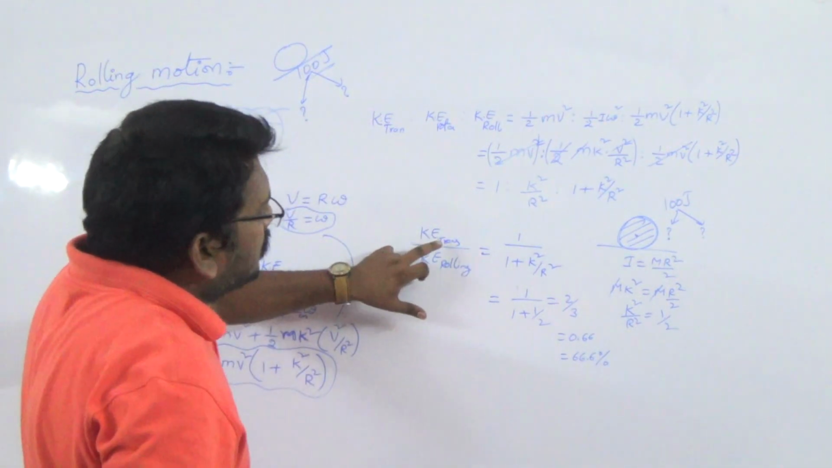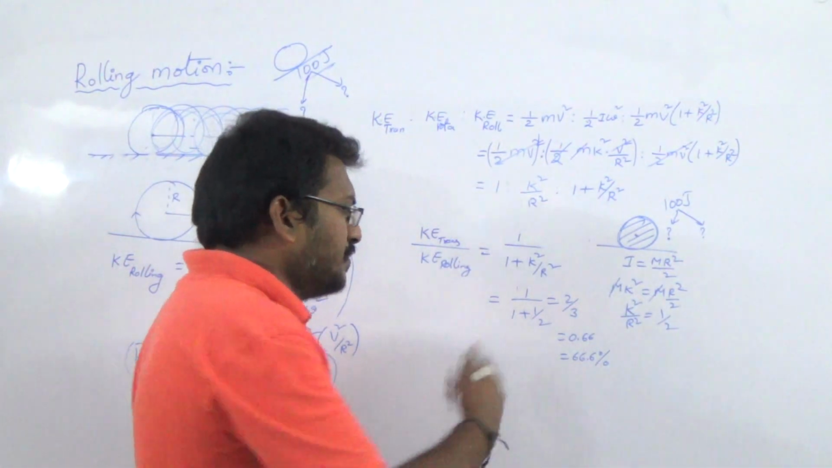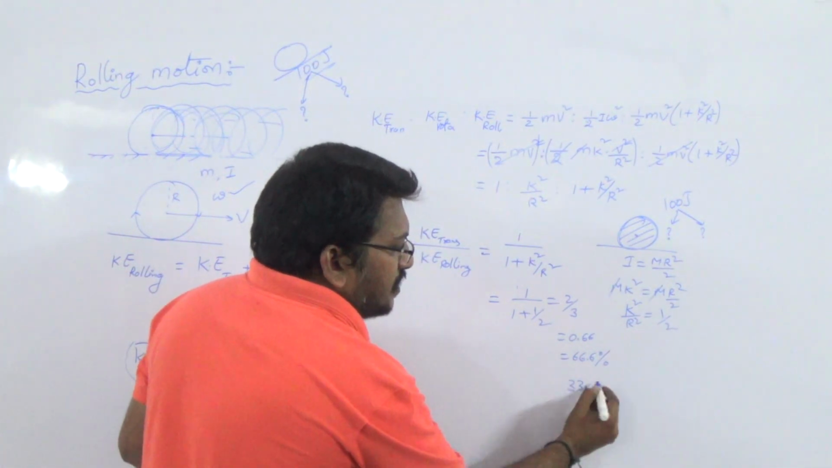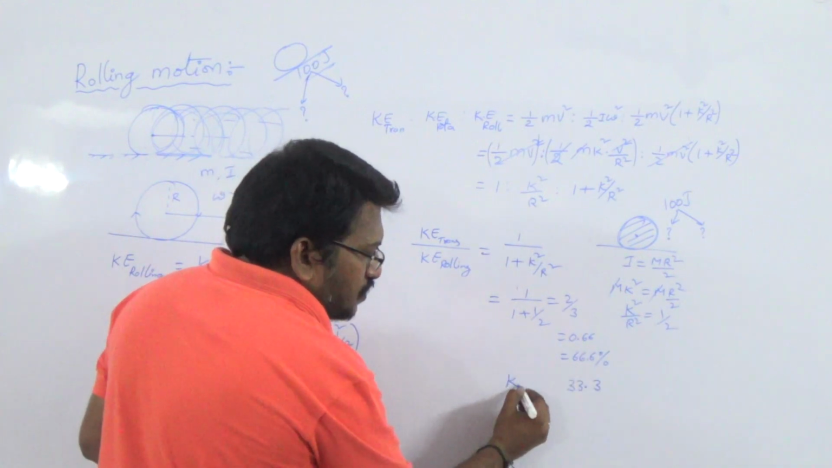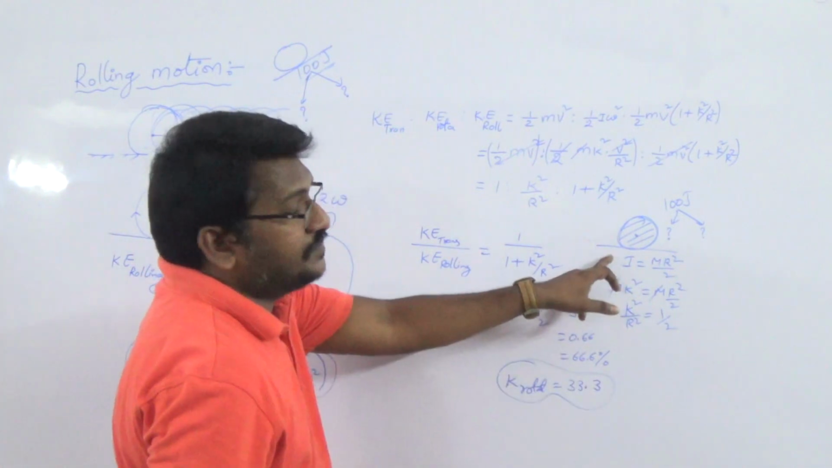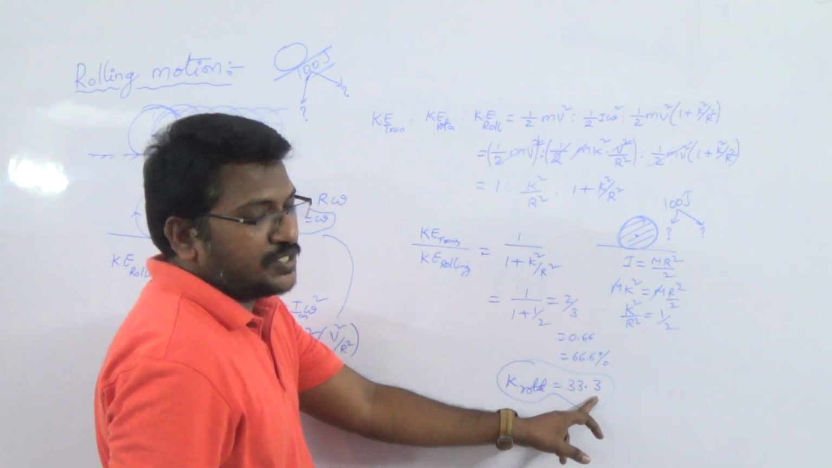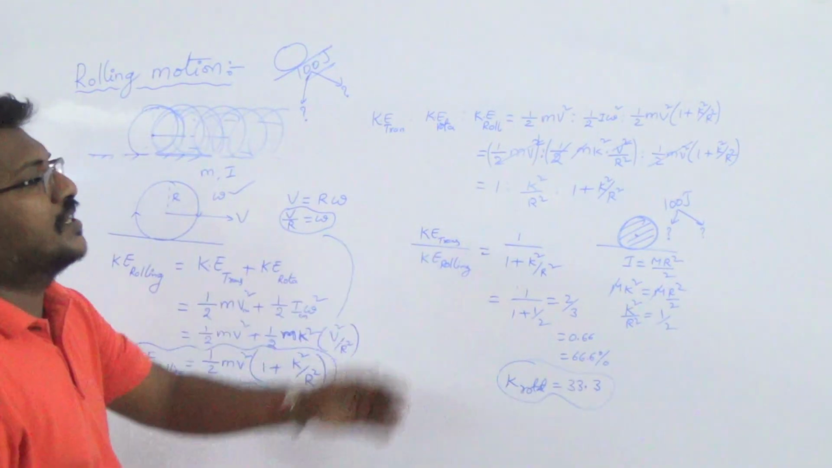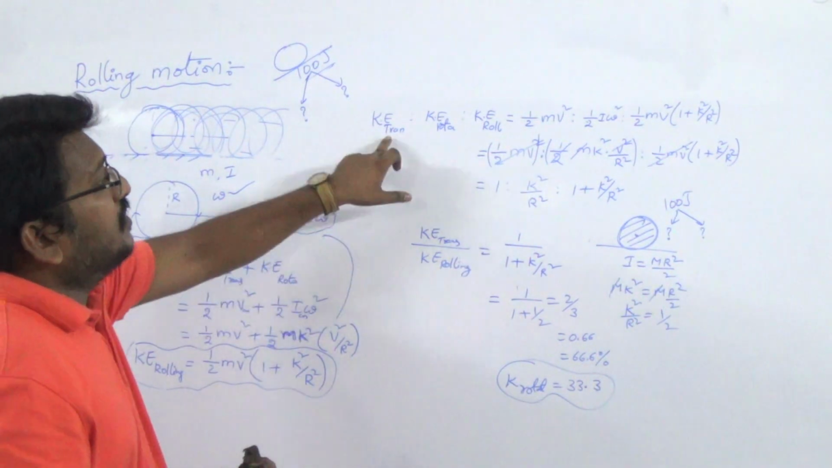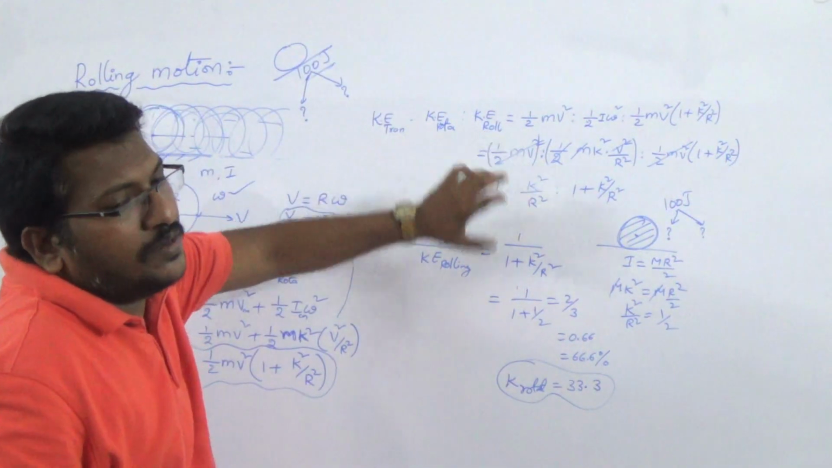So the kinetic energy due to translatory motion in case of disk is 66.6%. The remaining percent is nothing but 33.33 and so on, due to the rotatory motion. So in case of disk, 66.6% is due to translatory motion and the remaining percent is due to rotatory motion. In that way we can calculate the kinetic energy of the rolling body due to translatory motion, due to rotatory motion, and total kinetic energy of the rolling body.